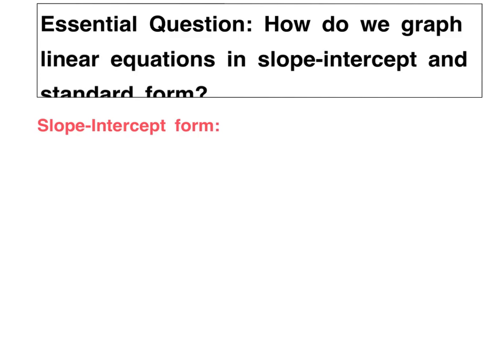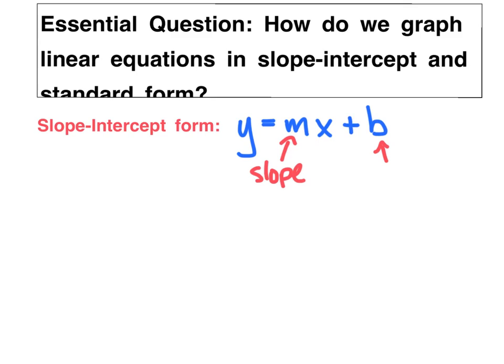Today we're going to be looking at how we graph linear equations in slope-intercept and standard form. We'll start with slope-intercept form. What is it? Slope-intercept form looks like this: y equals mx plus b. The reason it's called slope-intercept form is because m is our slope and b is our y-intercept.